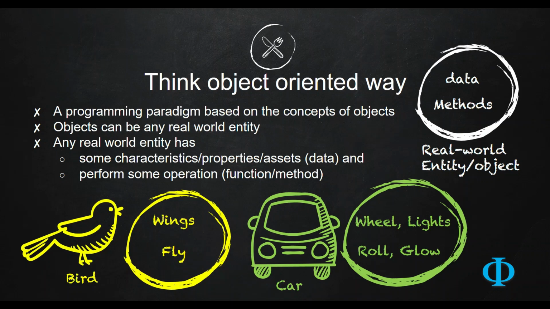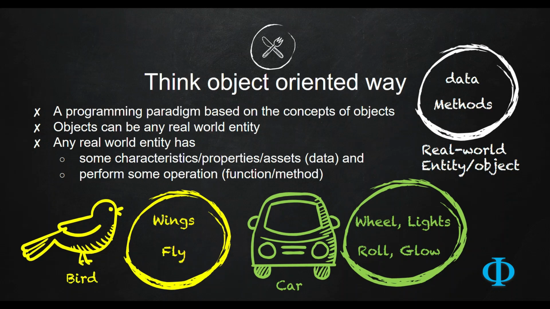It can be a bird, it can be a car, it can be your house, it can be a human being, it can be anything that has some physical presence in the real world. And when you want to represent this real physical object in the software virtually, you have to know the object, you have to think in an object-oriented way. How to think in an object-oriented way?